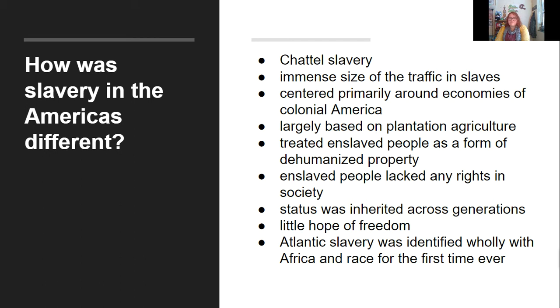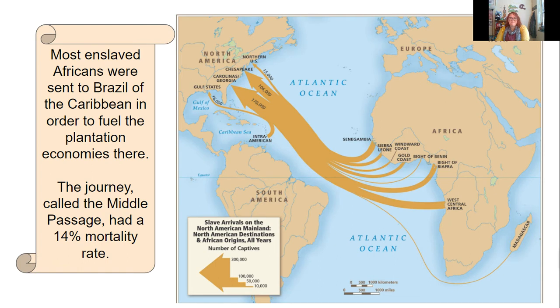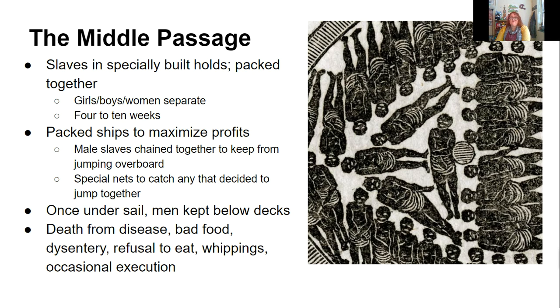Enslaved people most certainly lacked rights. They inherited status, social status across generations, and there was little to no hope of freedom. The Atlantic slavery was identified wholly with Africa and race for the first time in history, and things wouldn't change. Social status for the next X number of years would be based primarily off of the color of your skin.